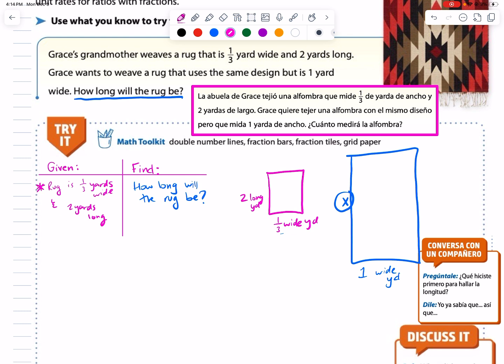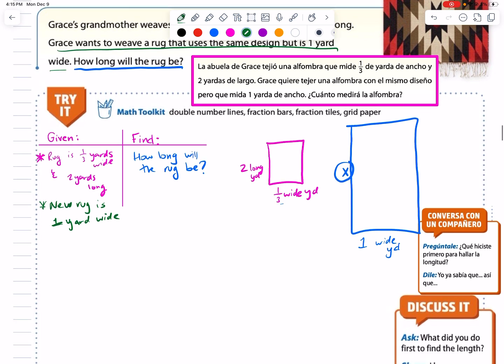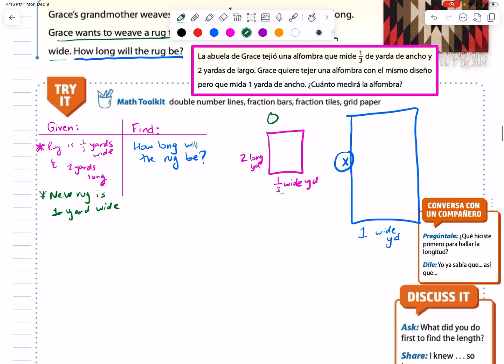So then we'll do this one green. She wants to make a rug, but it's 1 yard wide. The new rug is 1 yard wide. Cool. So now let's do this. This is the old one. This is the new one.